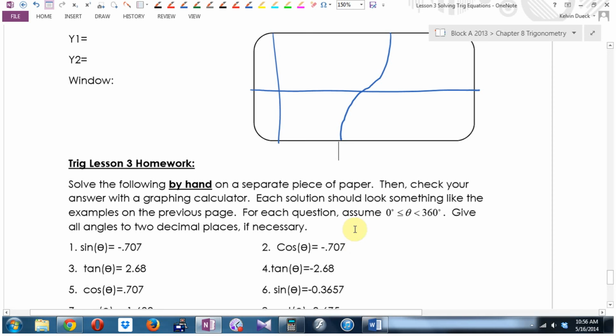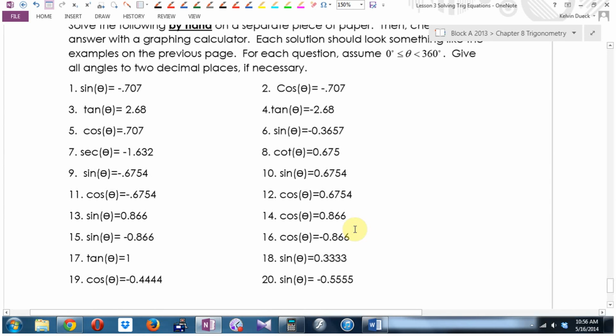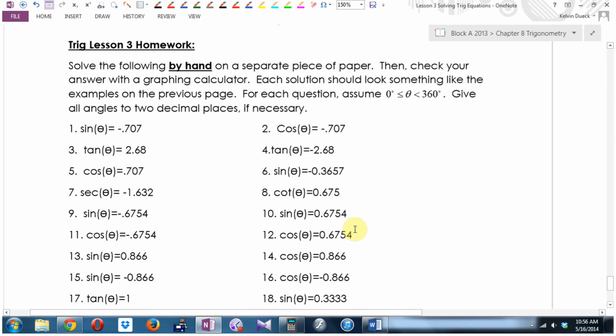Homework. Solve the following by hand. 20 questions. You got 20 minutes. You can get each one of these done in about 60 seconds or so. You have to do these on a separate piece of paper. For each answer, I'm going to be looking for sketch, reference angle, theta 1, theta 2. And then very quickly, you can check your answer on your calculator. For each question, assume we're between 0 and 360, so you don't have to go further.